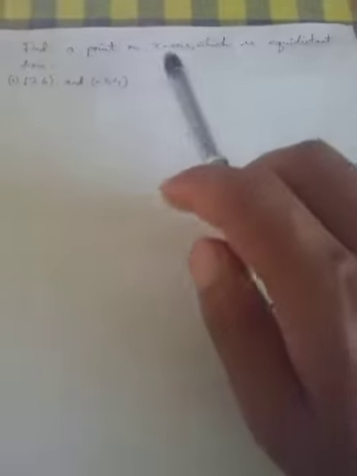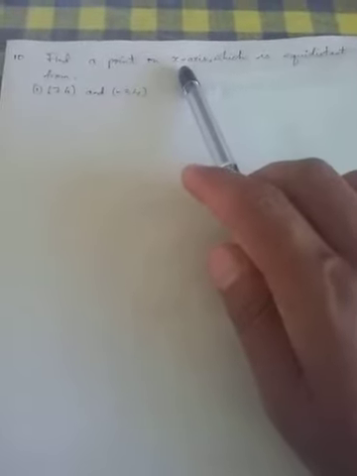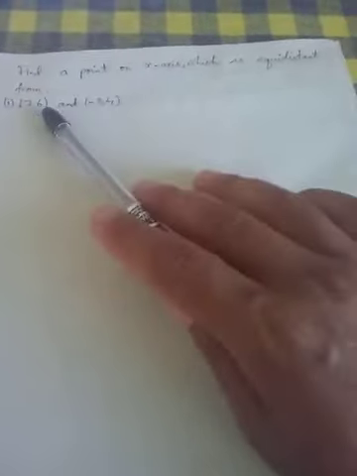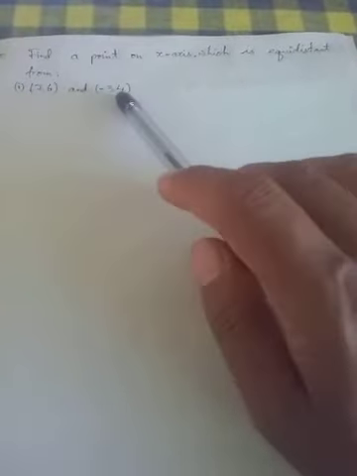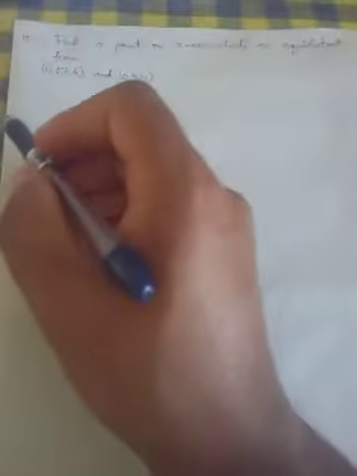So we need to find this one point which is situated on the x-axis, and this point is equidistant from these 2 points. I hope you know the meaning of equidistant. Now you're well aware of this term. So we will solve this question again by using the distance formula.